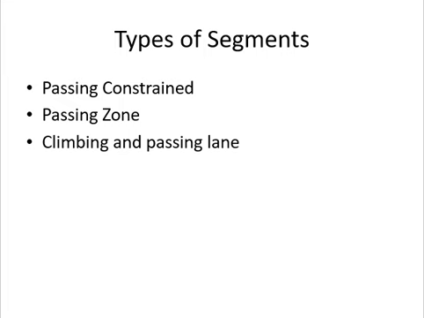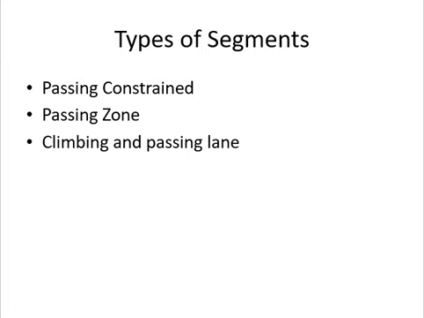The segments of a 2-lane uninterrupted highway can be of 3 types. We have passing constrained, passing zone, and the one which has a climbing or passing lane. The first 2 types only have 2 lanes. What is the difference between them? What is the difference between this and this? No, both of them are uninterrupted. Their intersections are more than 2 miles apart, all of them. What is the difference between these 2?